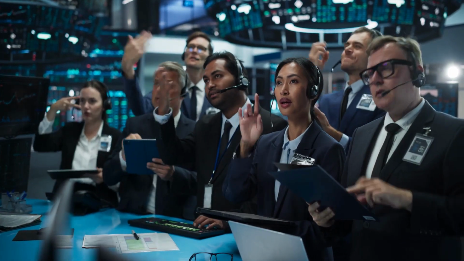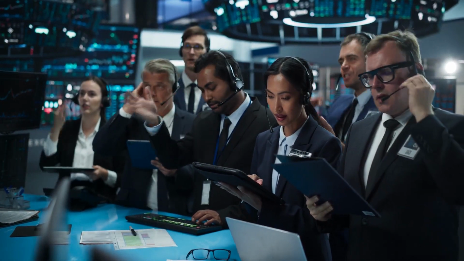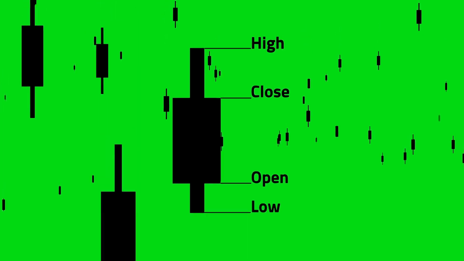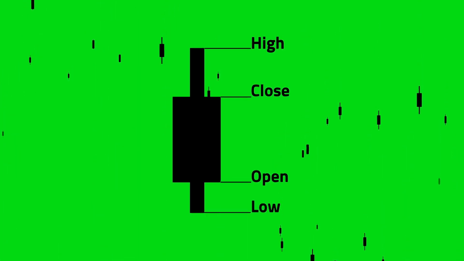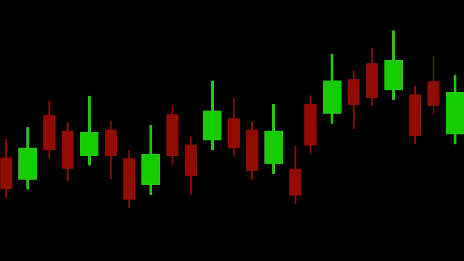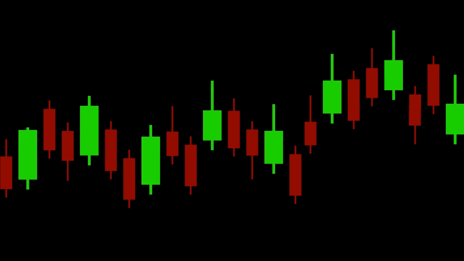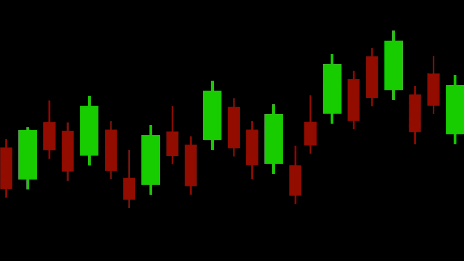Picture a candlestick as a rectangular pillar with two wicks on either end. This pillar, known as the body, represents the range between the opening and closing prices during a specific time frame. The wicks, or shadows as they're often called, show the highs and lows that occurred within that same time frame.